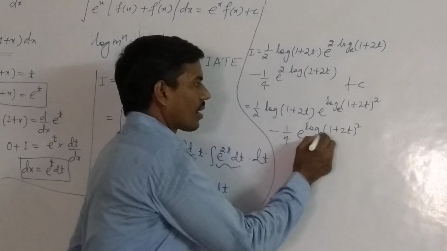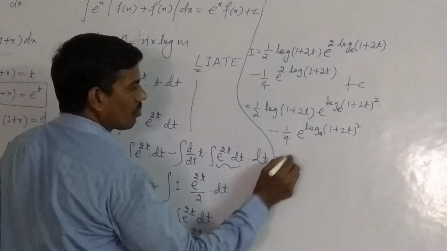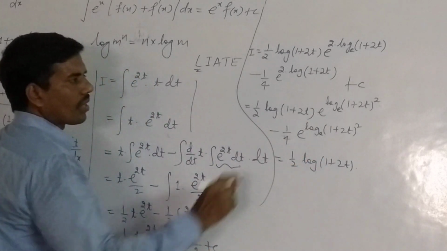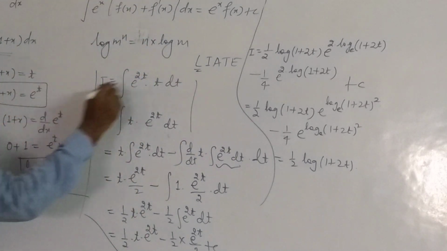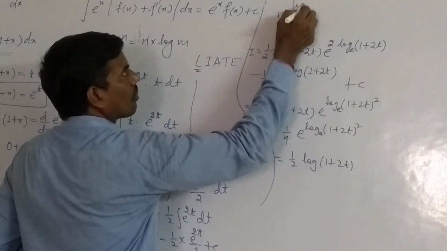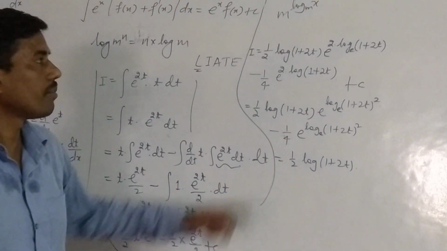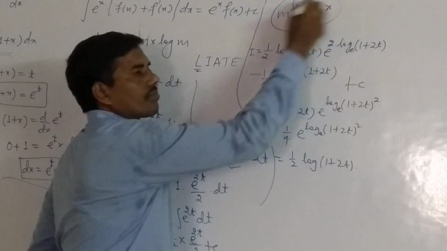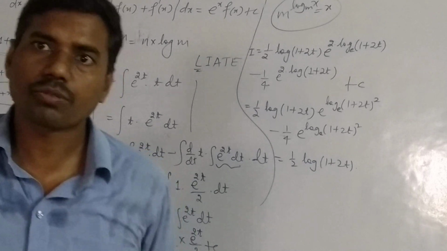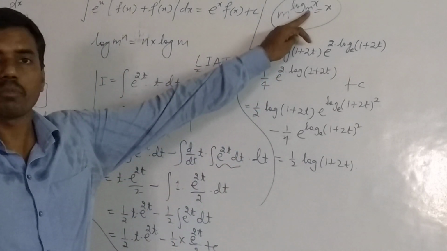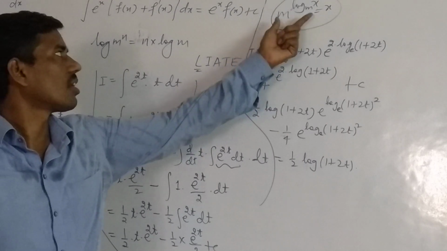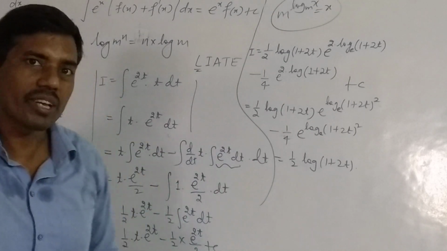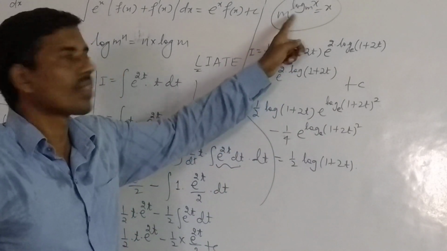Base is e, and using this, one is equal to 1 by 2 into log of 1 plus 2t into, since we know that if m is equal to log of x to the base m, then this is equal to x. If here the base is m and here also the base is m, then its value is equal to x. It is m to the power log of x to the base m, both have base m, so this is equal to x.